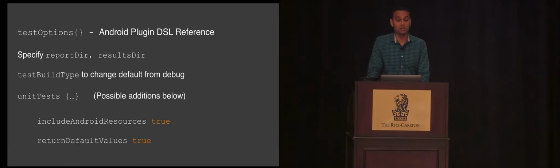The second option is return default values true. If you use any unmocked method from the Android jar, it'll throw an exception. If you don't want it to throw an exception, and maybe return 0 or 1 during your unit tests, you want to set this to true, so your test goes on instead of throwing an exception.